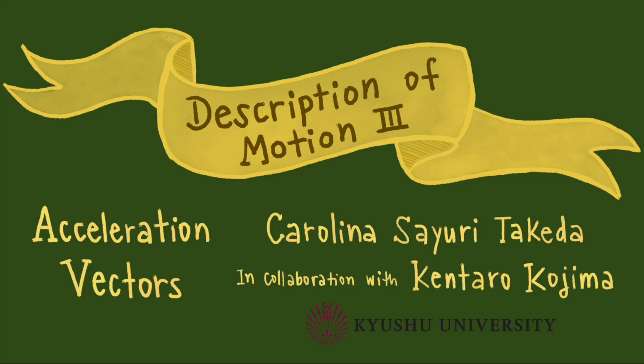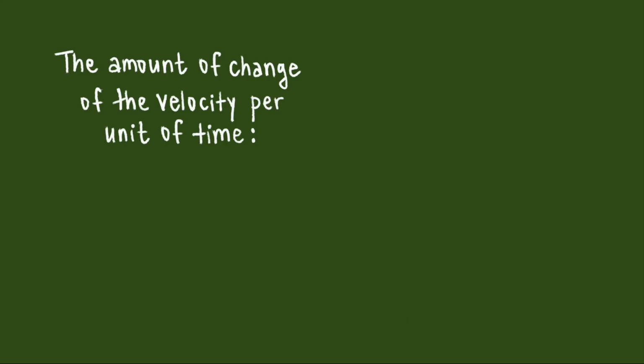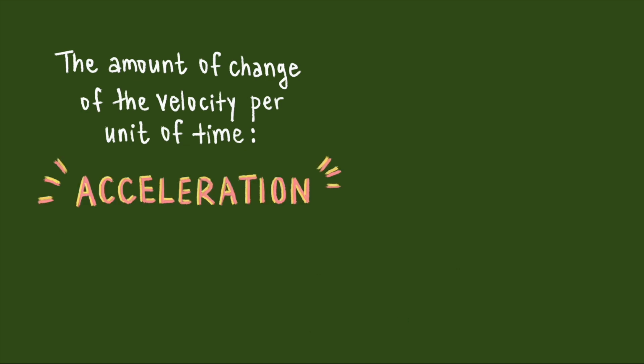Hello! In this third video of the series, we will learn about acceleration vectors. So far, we have considered the motion of an object. When an object is in motion, not only does its position change, but generally its velocity can also change. Just as we consider the average velocity from the displacement vector, we can consider the amount of change of the velocity per unit of time. This is called the average acceleration.